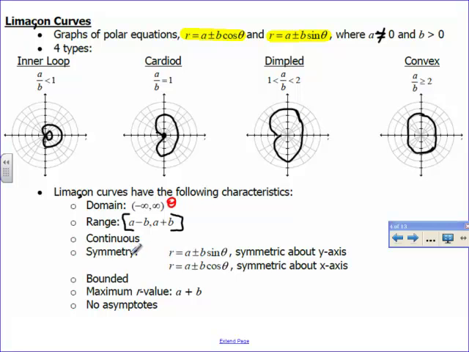Symmetry in these are all dependent on whether it's sine or cosine. Sine goes with the y-axis, cosine goes with the x, just like they did when that n value is odd in rose curves. They're all bounded if you look over these pictures. The max R value is going to be whatever the max was in your range, and there should be no asymptotes whatsoever. You're not extending anywhere because you're bounded.